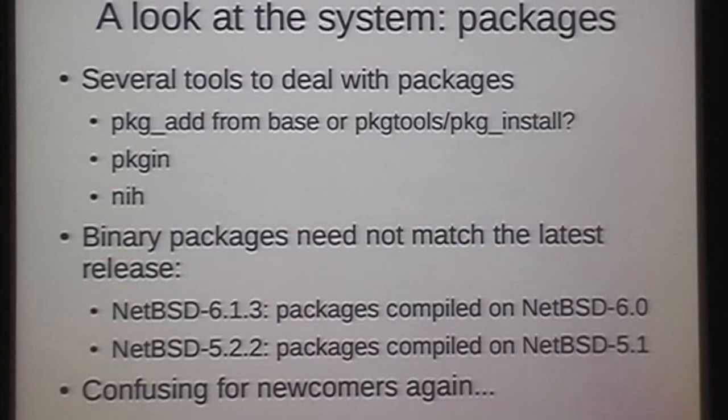Binary packages, the way they are provided today, are compiled on NetBSD 6.0 and NetBSD 5.1. That works perfectly. Binaries are forward compatible: a binary that was compiled on 6.0 works on 6.1. Same thing for the 5.x releases. However, this is also confusing. When you tell a user to install NetBSD 6.1.3 and then to install packages that have been compiled on NetBSD 6.0, there's kind of a mismatch there.